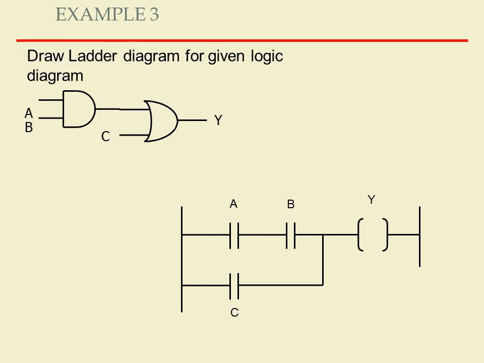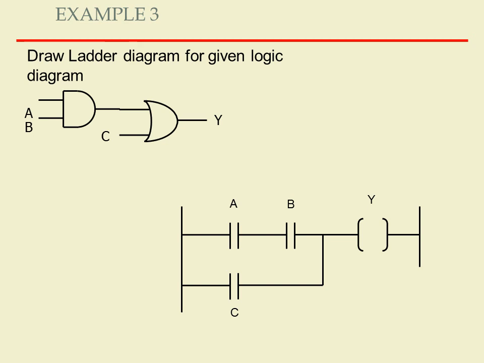Third example. Draw ladder diagram for the given logic diagram. Here there is one AND gate. Okay, its inputs are A and B, and there is one OR gate. So for that OR gate, the output of first AND gate is considered as input, and its second input is C, and overall output is Y.